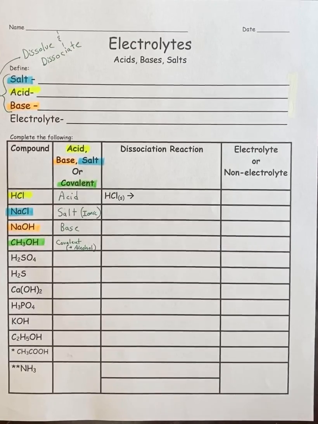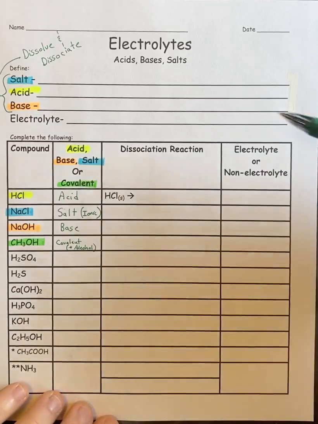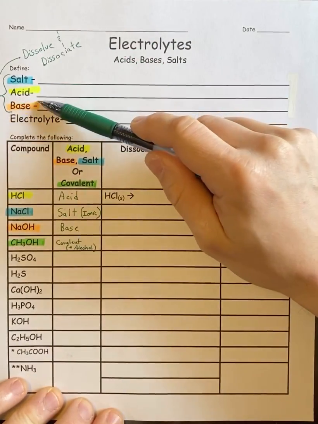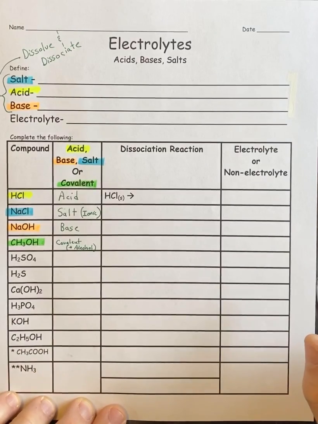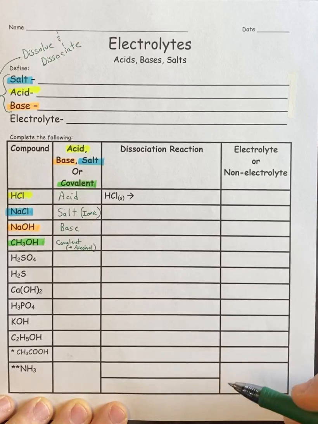So this is the work for the intro acid-base lesson. You've got some definitions. We've got salt, acid, base, and electrolyte. Those should be pretty easy. And then it's just one side of one page where you're going to have to do your dissociation reactions. I will send out an answer key, color-coded like I did here, so you know what they do.